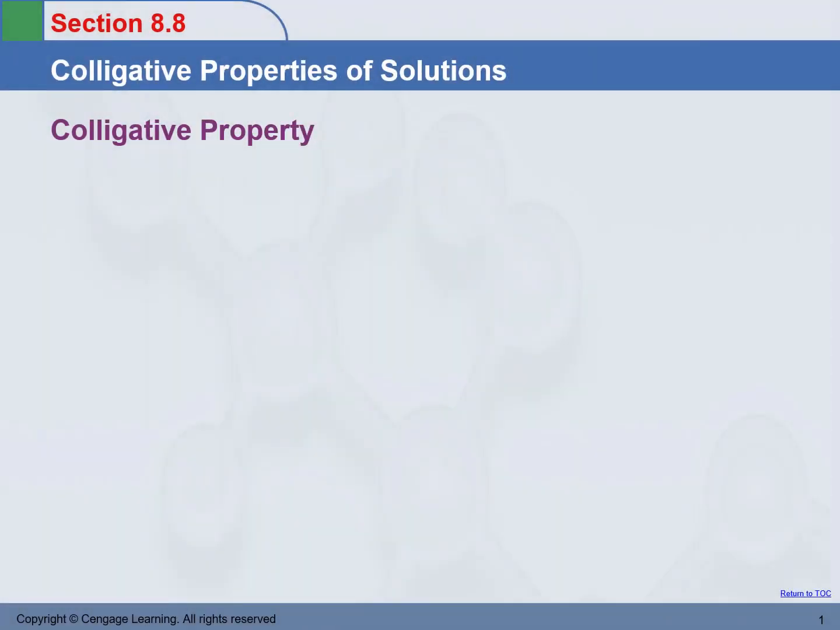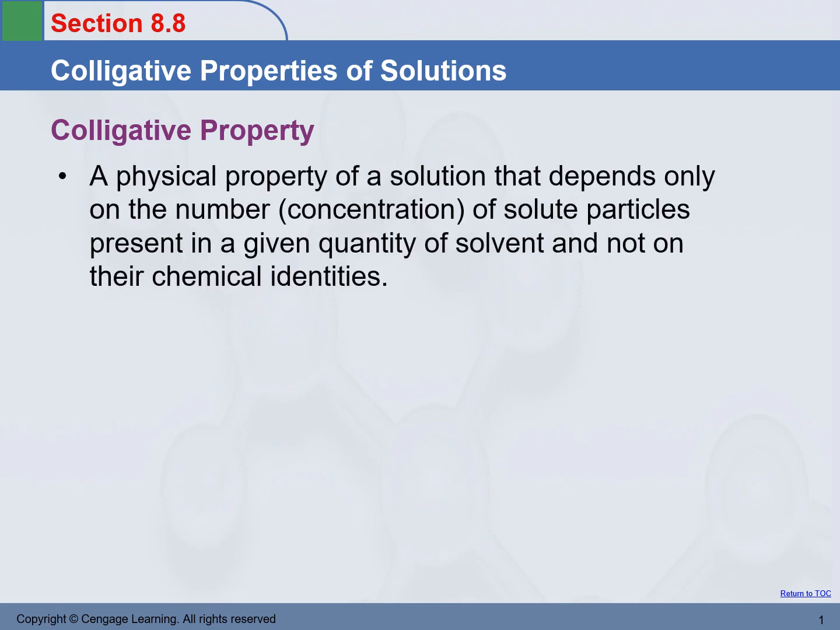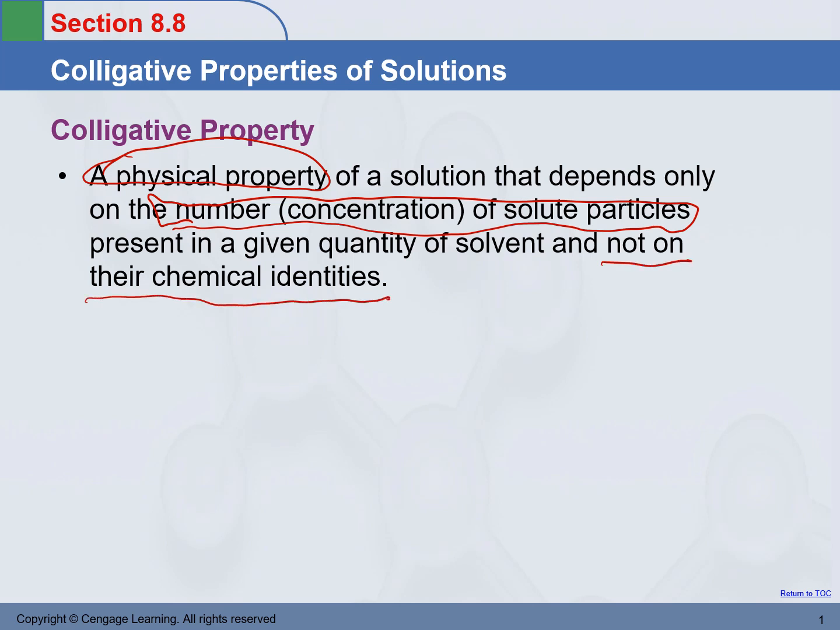Here we are on the last topic of this chapter, colligative properties of solutions. A colligative property is a physical property of a solution. It depends only on the number of solute particles in the solution, not on their chemical identities.